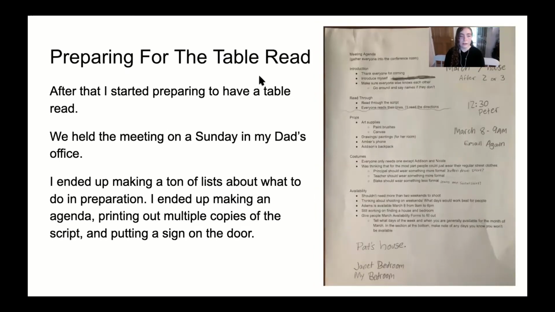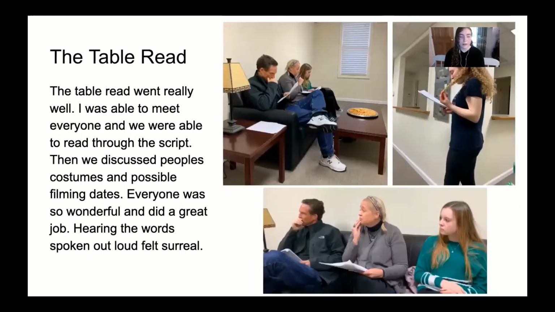After that, I started preparing to have a table read. We held the meeting on a Sunday in my dad's office. I ended up making a ton of lists about what to do in preparation. I made an agenda, I printed out multiple copies of the script, and I put a sign on the door, among other things. The table read went really well, and I was able to meet everyone, and we were able to read through the script.